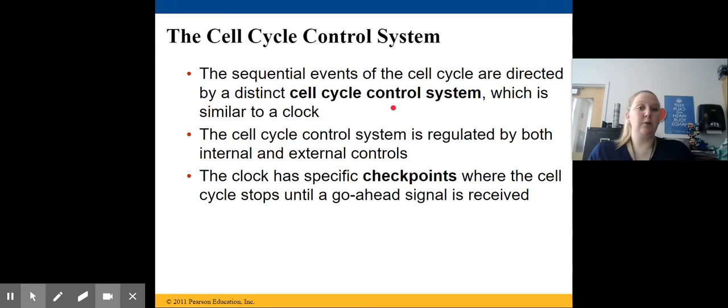There is a cell cycle control system. It's a sequential series of events that occurs within the cell, and it acts as a biological clock for the cell. It's regulated by both internal and external signals, with specific checkpoints where the cell must stop in the cell cycle until a go-ahead signal is received.